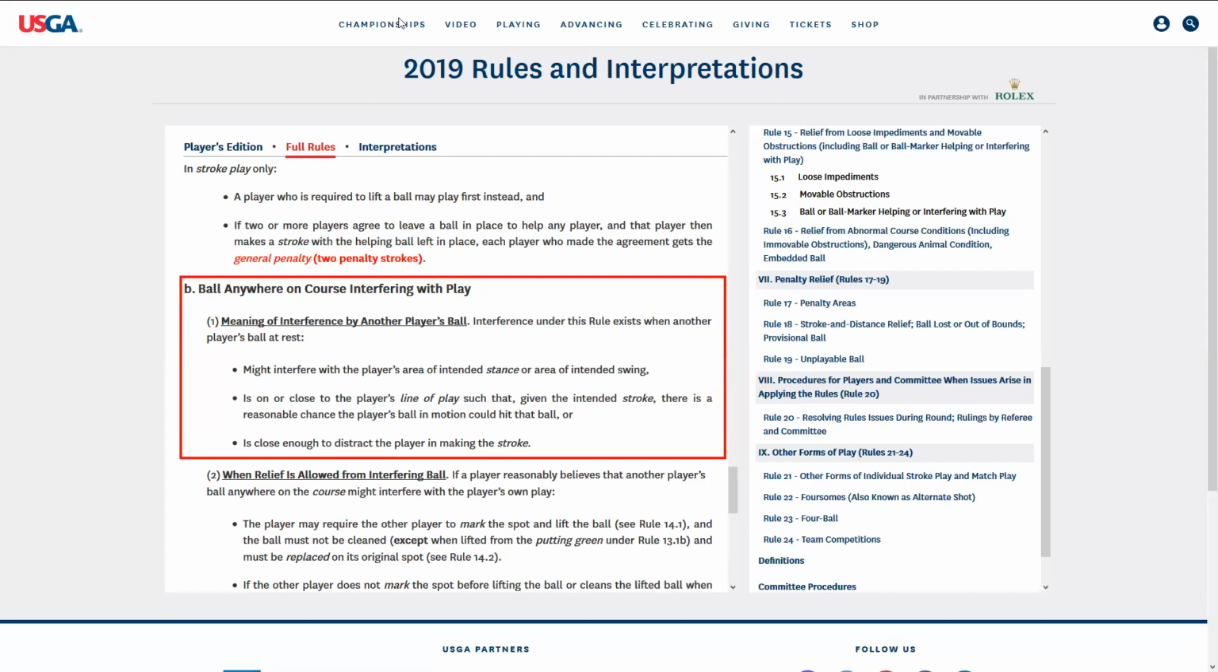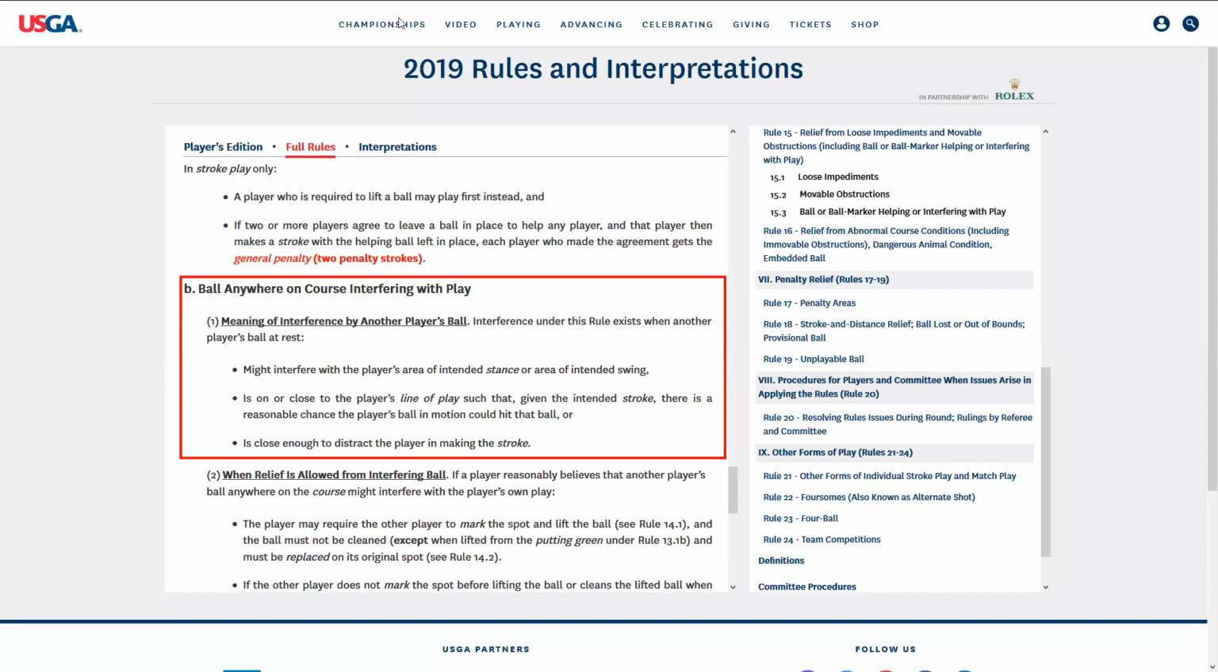So it's close enough to distract the player. So there's 2 balls there, and it's about a foot away, and you say, could you please mark the ball? The other player is going to have to do it. If you're on the left side of the fairway, and the other guy's ball is on the right side of the fairway, and he's 50 feet away, and you yell across the fairway, that ball's distracting me, please mark it, you're not going to have to mark it because that's not reasonable.